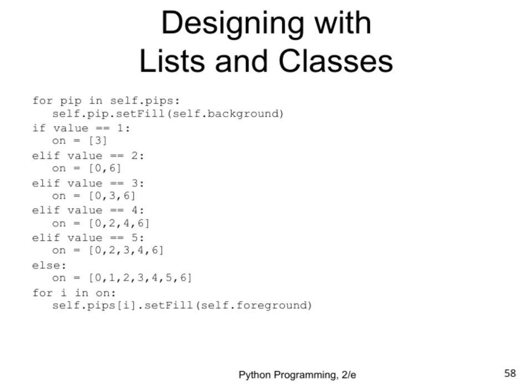The list called on contains the indices of the pips that should be filled. Then, in the final loop, we set the fill color of those specific pips to the foreground color, making them visible. This approach highlights how lists and classes can be used to efficiently manage graphical elements, like these pips. It also demonstrates how clear logic can be applied to control visual output, which is essential in designing user interfaces or visual representations in programming.